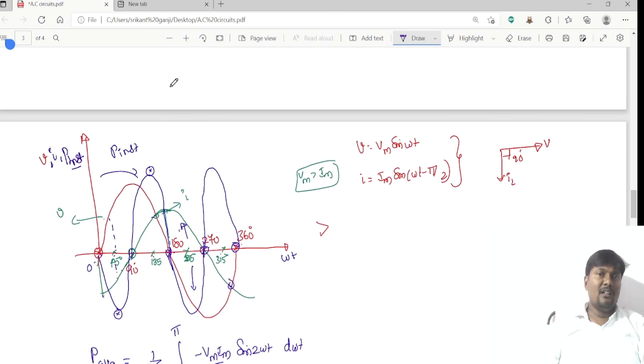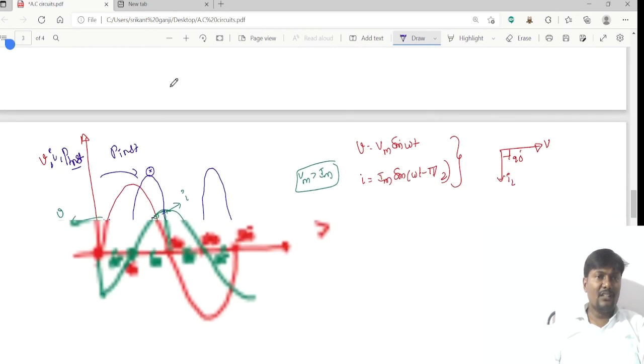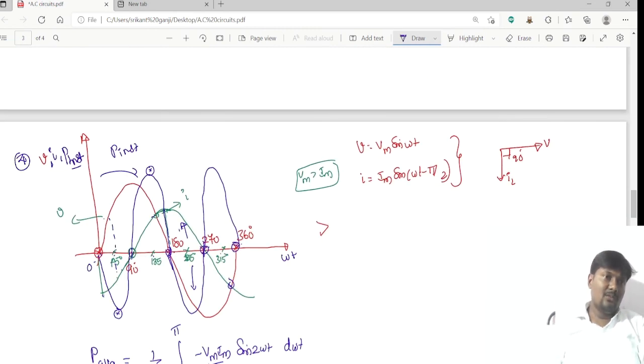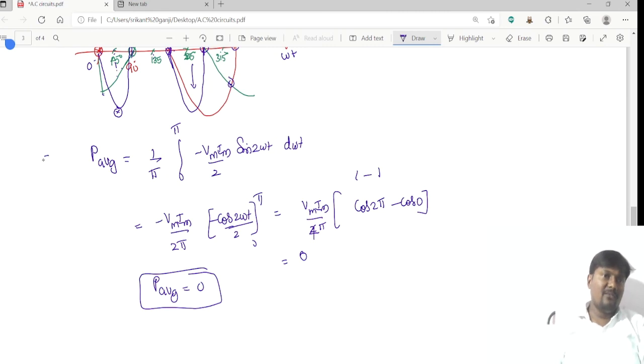So we did all 5 concepts. The third one is instantaneous power, the fourth is waveforms, and the fifth is average power. But the average power through a pure capacitor or pure inductor is 0.